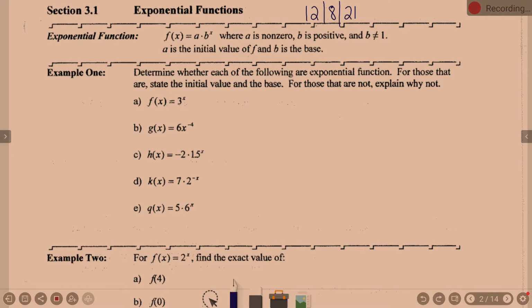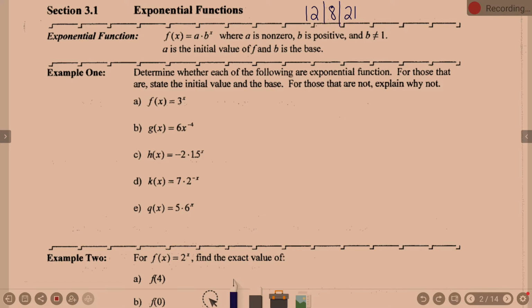Chapter 3 is exponentials and logs. Okay, exponentials, logarithms. Right now, today, we're looking at exponential functions, working with exponents. So knowing how to tell if something is an exponential function, what an exponential function does, what it looks like, just some basics here.